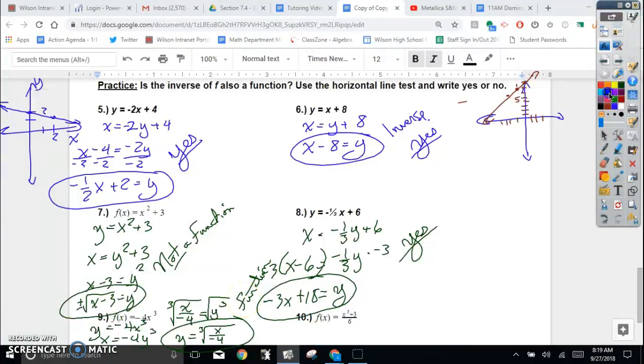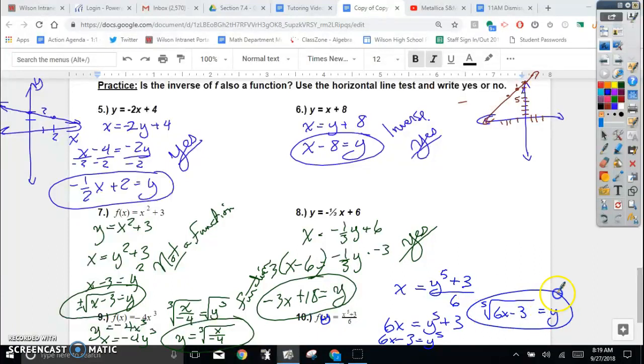Okay, let's finish up down here with this one. So this is y, right? So I'm going to switch x equals y to the 5th plus 3 over 6. So I'm going to multiply by 6. Have y to the 5th plus 3. I'm going to subtract 3, so I have 6x minus 3 equals y to the 5th. And then I'm going to do the 5th root of both sides. And this one we're going to look at. Okay, so let me get these punched in on Desmos. And we'll talk about functions, passing the horizontal line test, or vertical line test.